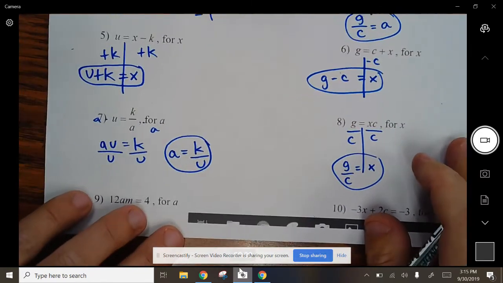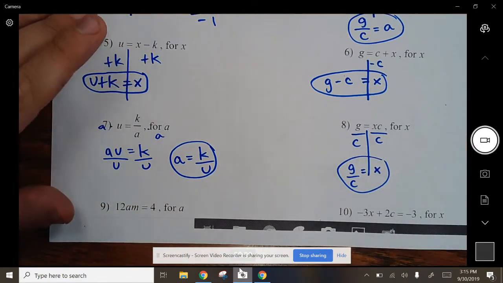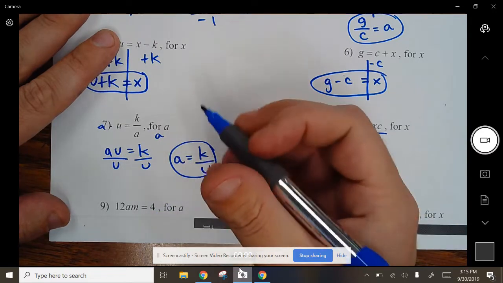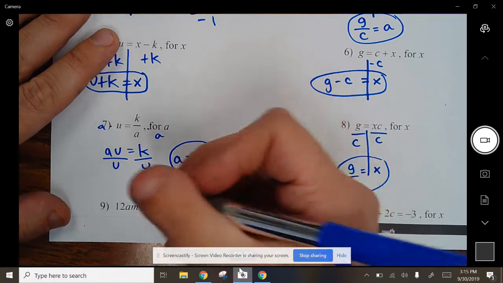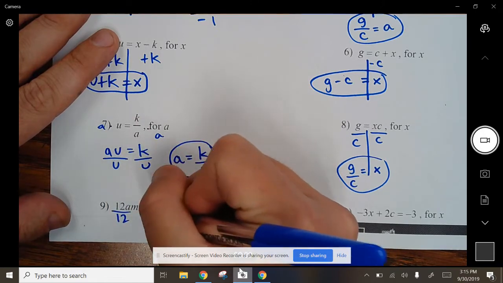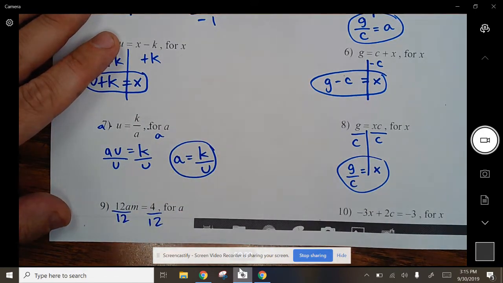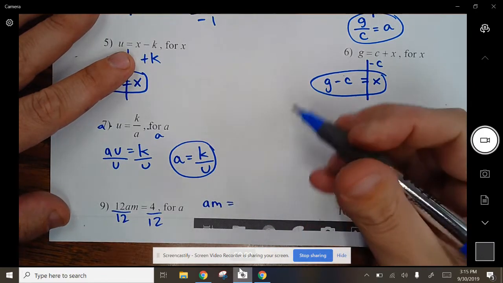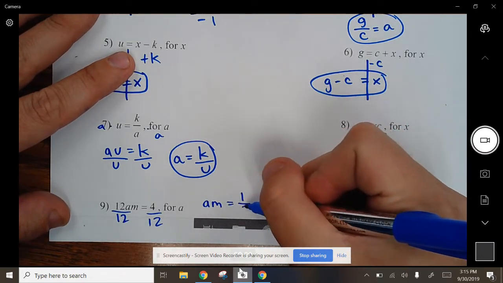All right. Number 9, we went over this one again in class as well. We're going to solve for a. So the first thing we're going to do is go ahead and divide the 12. So I have am equals 1 over 3, right? 4 over 12 turns into 1 over 3.